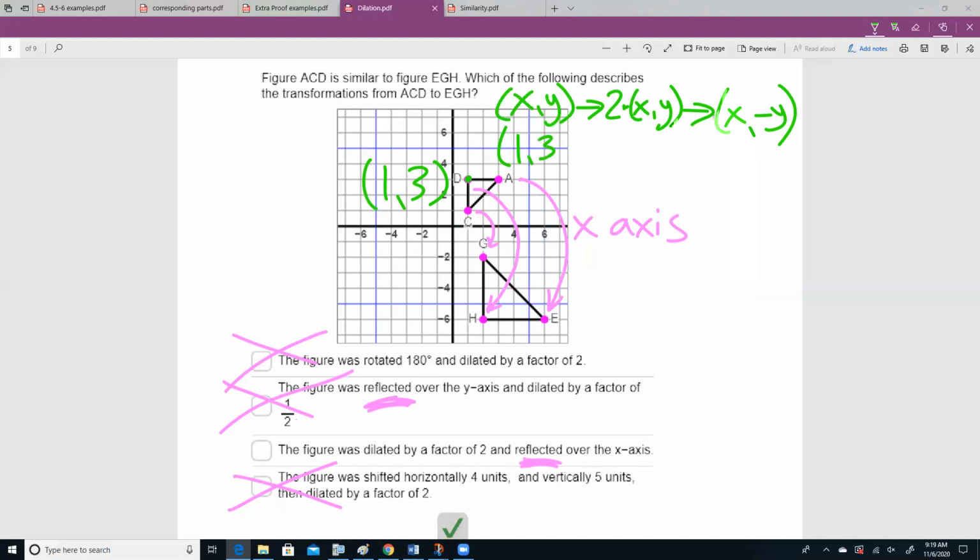Okay, so we start with 1, 3. Let's multiply by 2. We'll have 2, 6. And then we will reflect over the x-axis, so we'll have 2, -6. If I go to 2, -6, that is where H shows up, which is exactly what I wanted. I wanted D to H. Perfect.